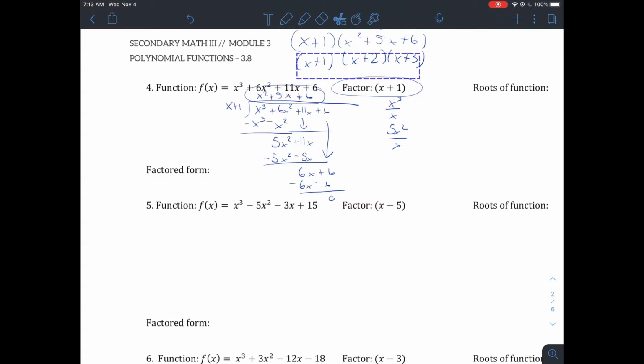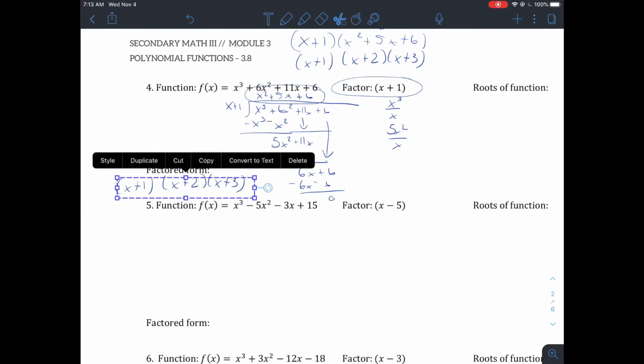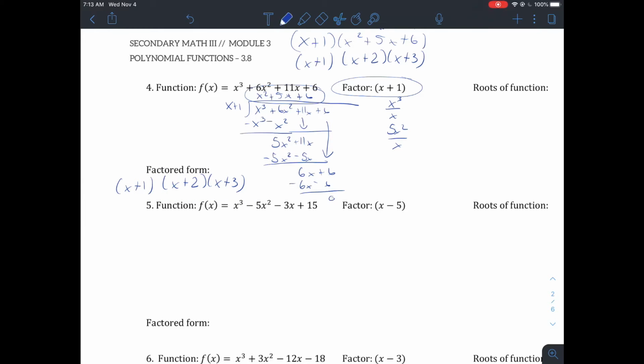I guess I could just copy paste it, right? And then our roots, right, we get from setting these equal to 0 and solving. So it'd be x plus 1 equals 0 is going to give us a -1. X plus 2 equals 0. We get a -2 and so on. So we got -1, -2, and -3 as our roots there.